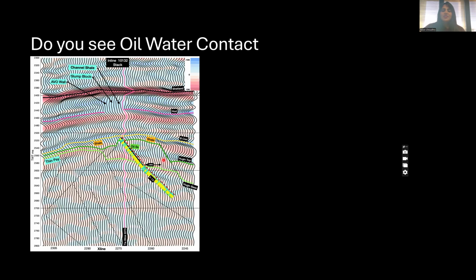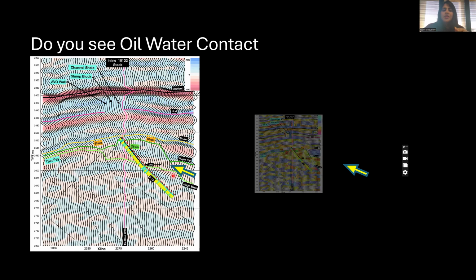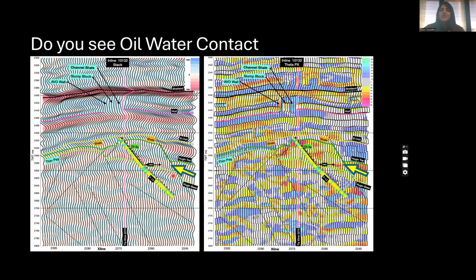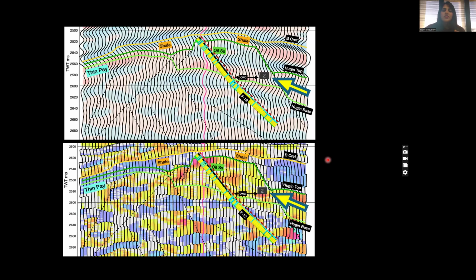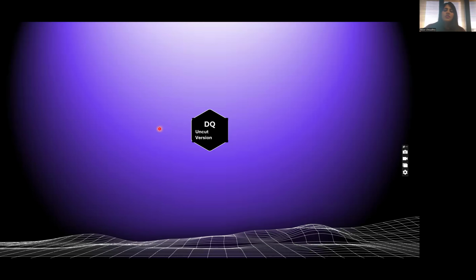So you look at the seismic section. I'm giving you a hint. Look over here. Tell me where the direct hydrocarbon indicator is. You're going to focus and you're going to say, I don't know. Then I tell you theta px, and you're going to say, oh, there, it pops up right here. So this is your direct hydrocarbon indicator. So you look at this image and you can see the difference in the amount of detail you get on theta px. So now we're going to talk about DQ attributes.